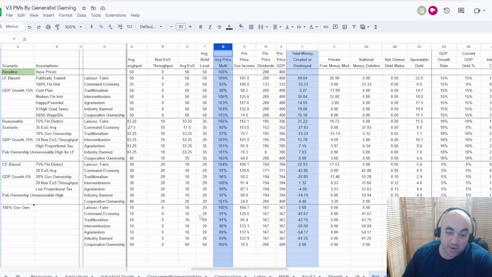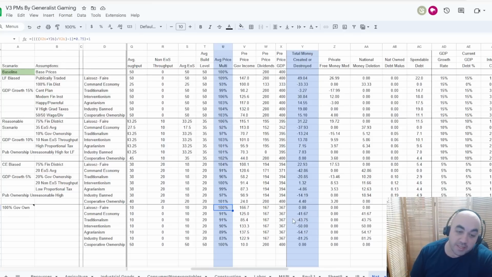pulling prices down. And you can see, even though you have no free money modifiers under laissez-faire, under this 100% government ownership, you're not deleting any money. Under every other system, you're deleting a ton of money, and you see these really low minus 10% or more price conditions, minus 17% for industry ban. This is a really big deal.